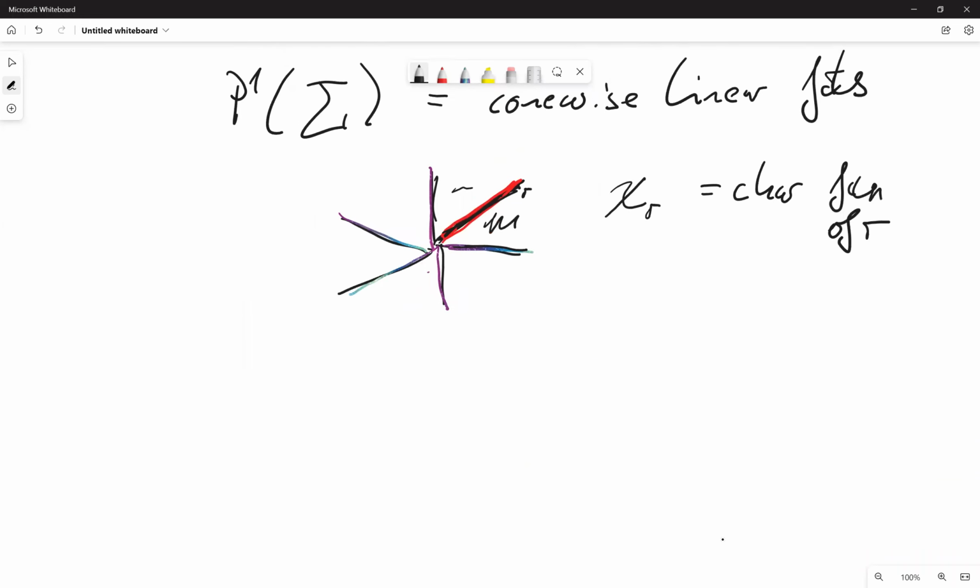Is it a characteristic function or is it the...? Okay, linear. You're right. In principle, I could say it's unique up to scalar only. That's right. It's unique up to scalar only. Okay, let's not go into it then. But up to scalar multiplication, it's unique.